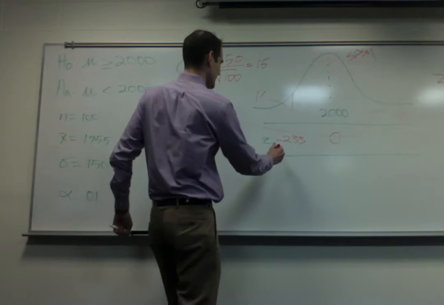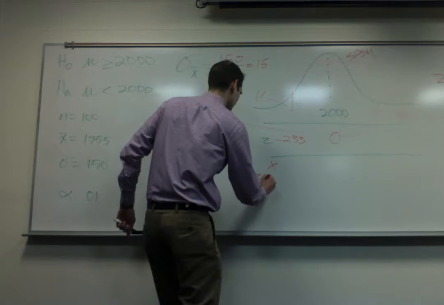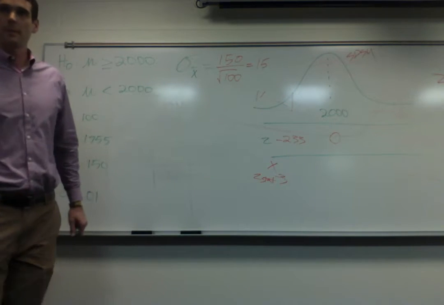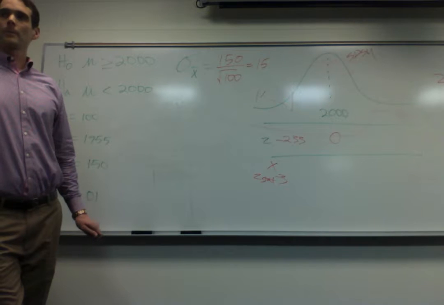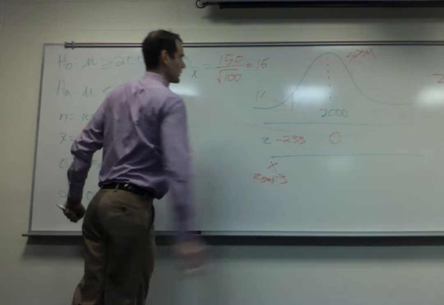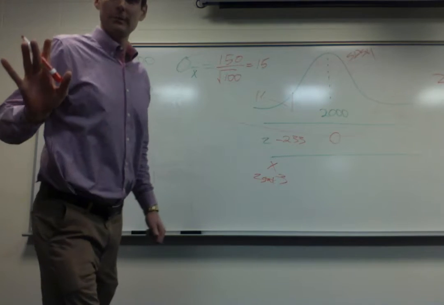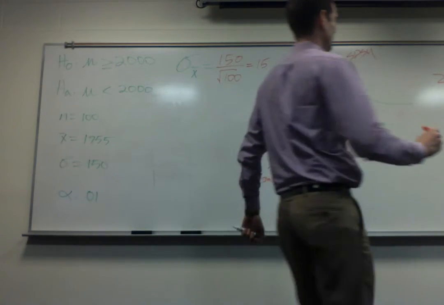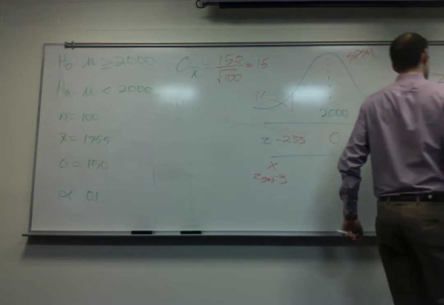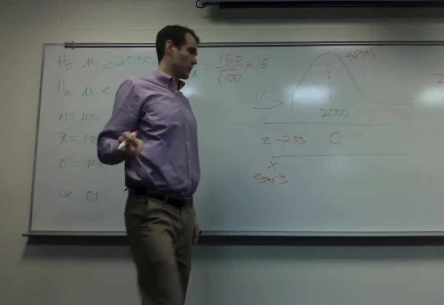All right, here's where our z-stat lands. The z-stat is negative 3. What's our reject or fail to reject decision? Reject. Yes, it is past the critical value of negative 2.33. So we know we're going to reject it, but just for fun, let's figure out the p-value. This will tell us how much further past the critical value it actually was.